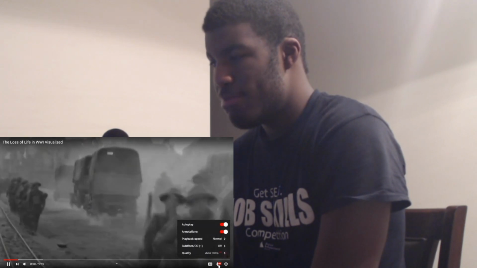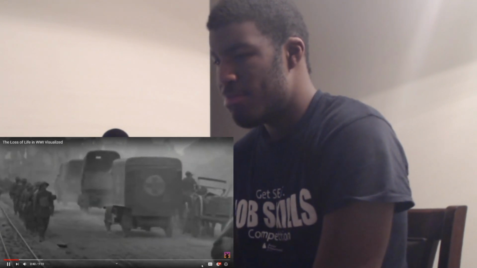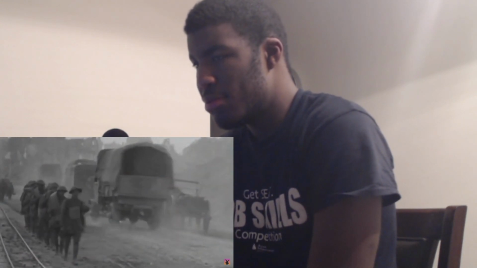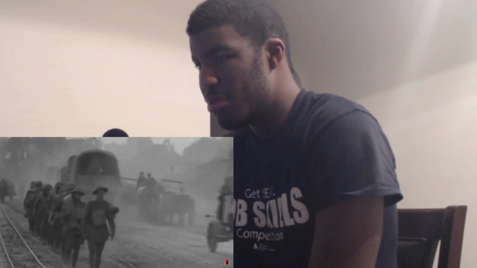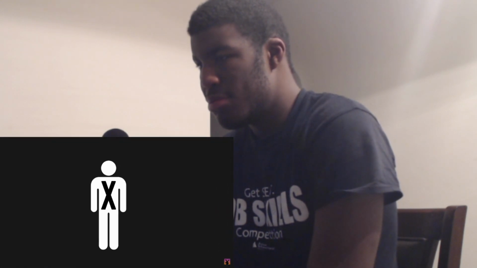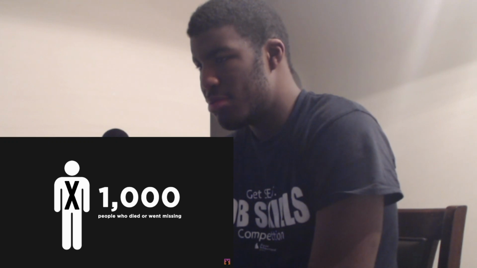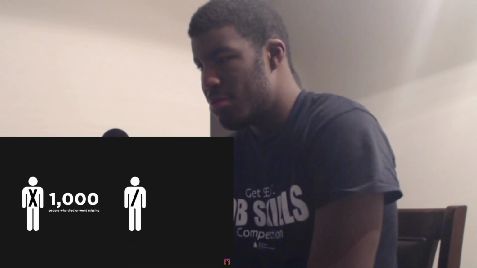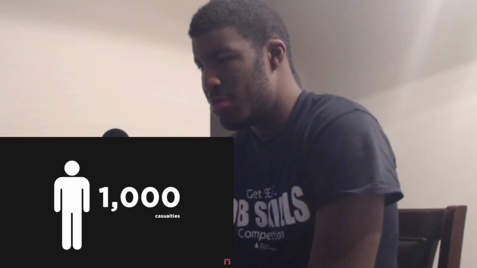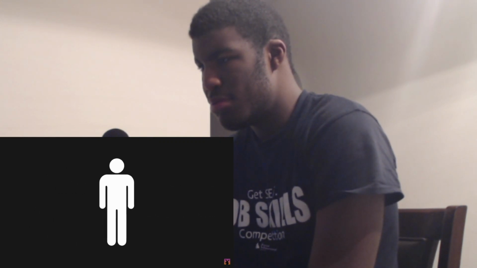We'll be counting soldiers and civilians separately, as well as deaths and injuries separately. A casualty can be a confusing statistic in war because it means that a soldier has been taken out of action, but not necessarily killed. Each of these models represents 1,000 people who died or went missing, while each of these models represents 1,000 people who were injured, which when combined equal the number of casualties. And we'll begin the counting with the United States.